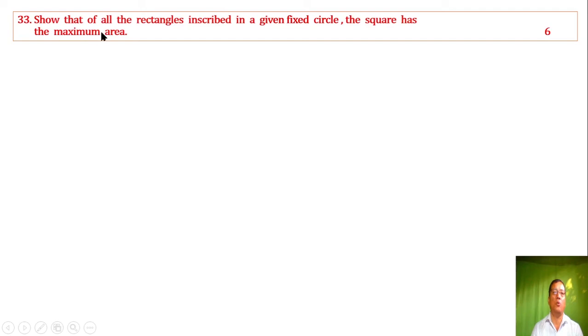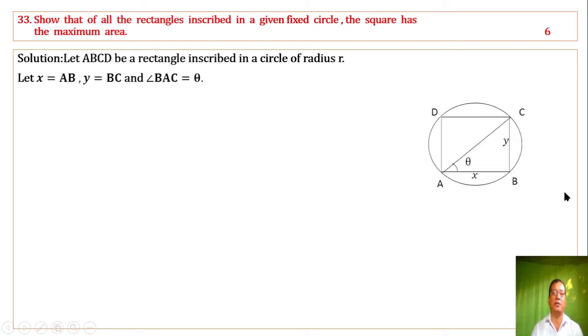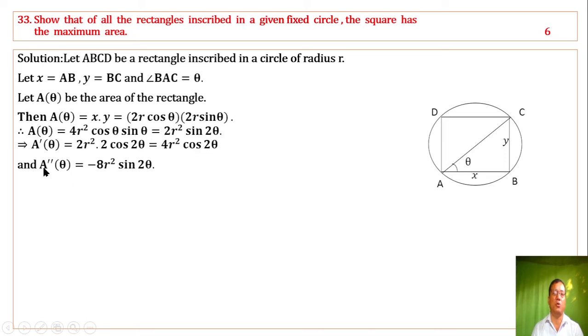Show that of all the rectangles inscribed in a given fixed circle, the square has the maximum area. Let ABCD be a rectangle inscribed in a circle of radius r, as in this picture. Let x equal AB, y equal BC, and angle BAC equal theta. Let A of theta be the area of the rectangle, then A of theta equals length into breadth x y, whose value is this, whose value is also this. We have this. Therefore, its derivative is this with respect to theta. Again, its second order derivative is this.